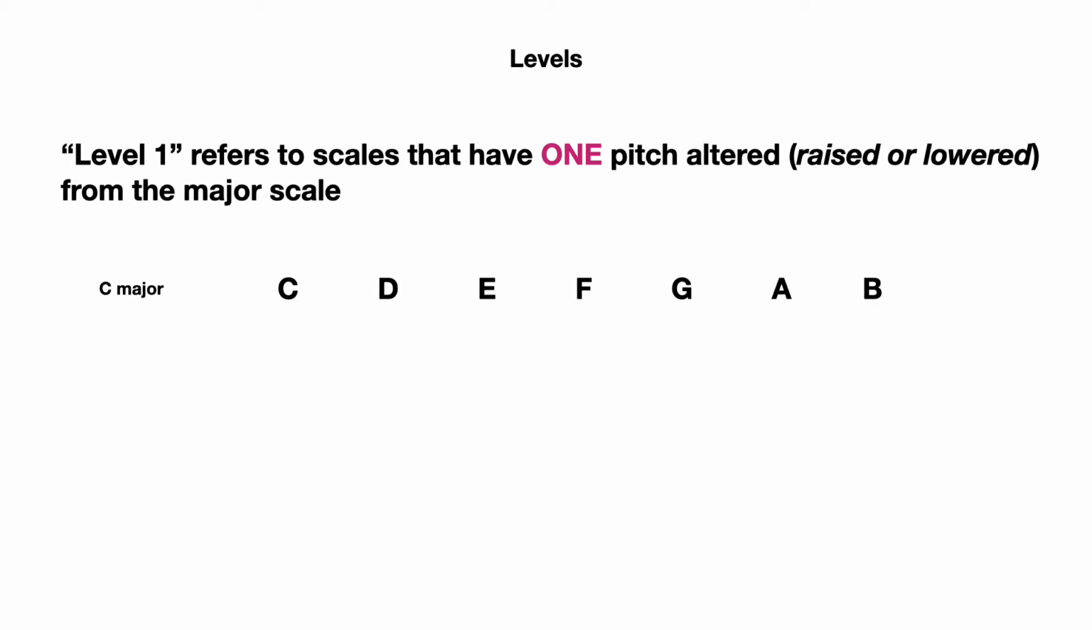So if we take C major, for example, we can copy that down and we can alter one of these pitches. And this is the process that we went through in the first video. So if we raise the fourth pitch, for example, to F sharp, that gives us G major. So G major turns out to be one level away from C major, or a level 1 transformation from C major.